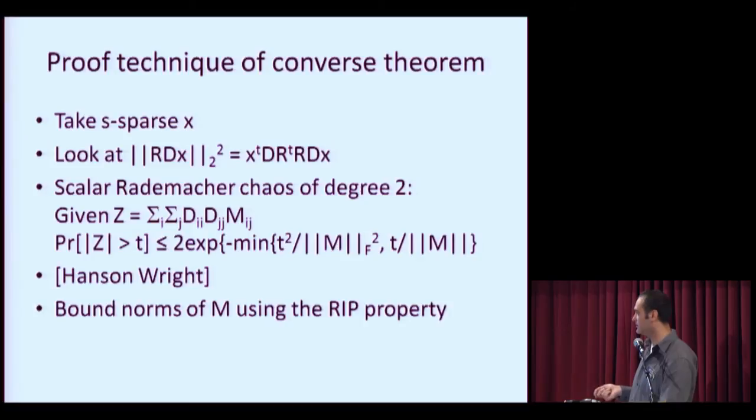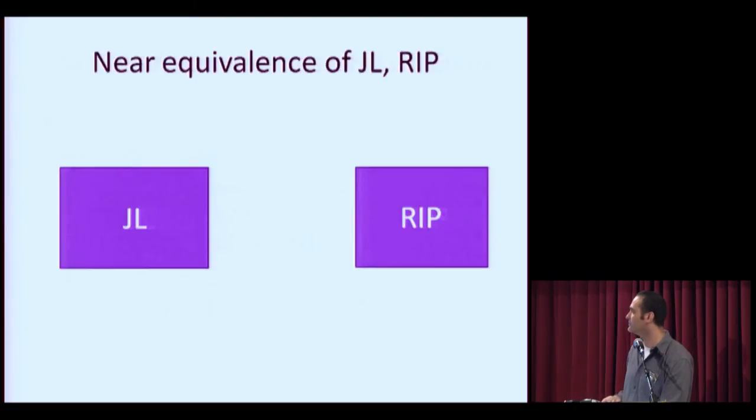Very nice to teach in class. And then you bound these norms, the Frobenius and the spectral norm of this matrix M, using the RIP property of this matrix R, which defines the matrix M. So the proof is very technical. This is the main hammer in this proof, and I recommend this paper very much.